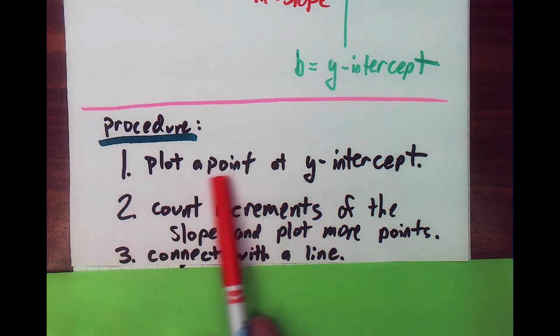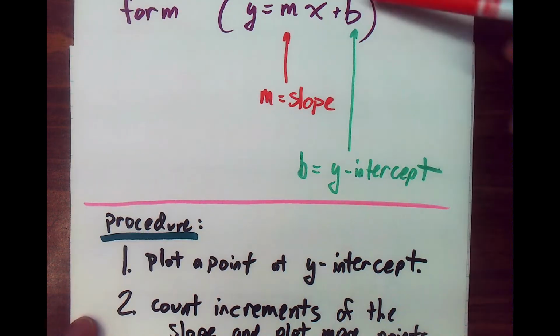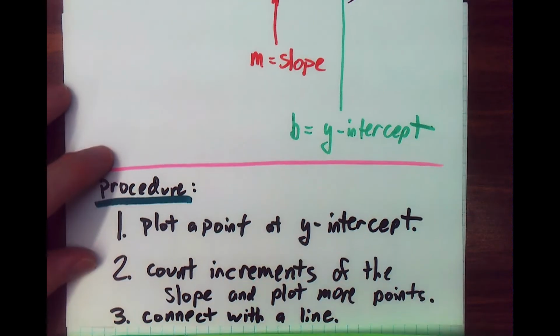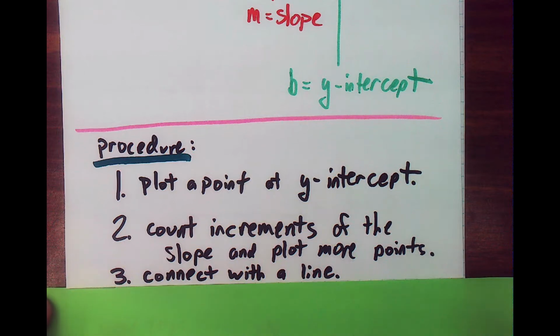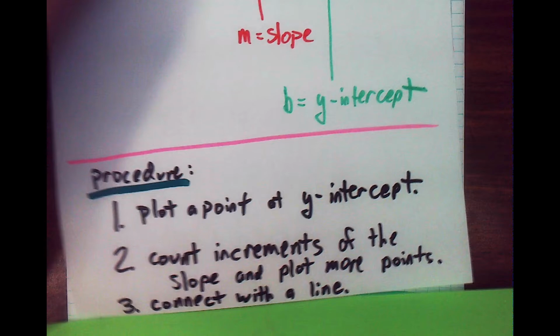We're going to plot a point at the y-intercept. So in other words, we're going to look at the b here. We're then going to count increments of the slope and then plot more points. So now we should have several dots, and then we're going to connect those dots with a line.